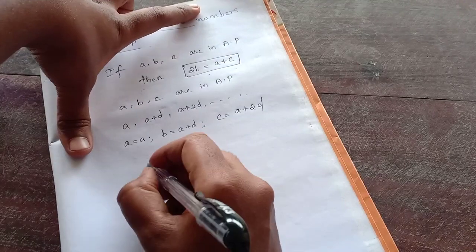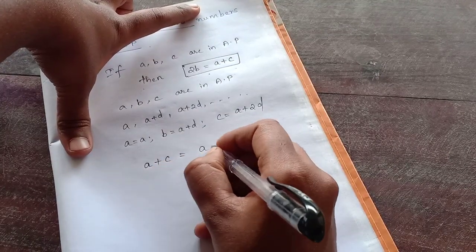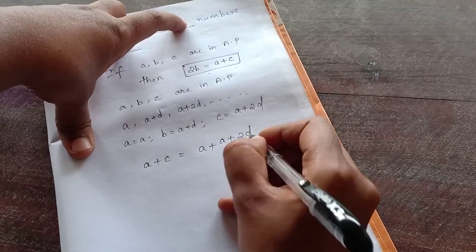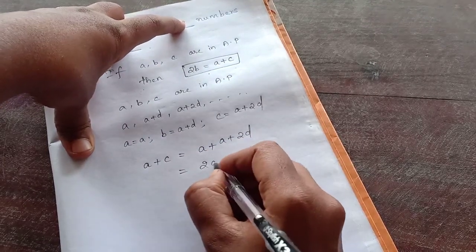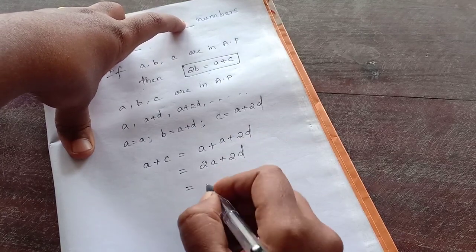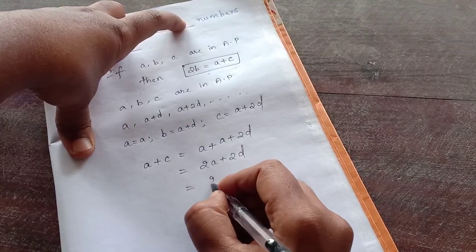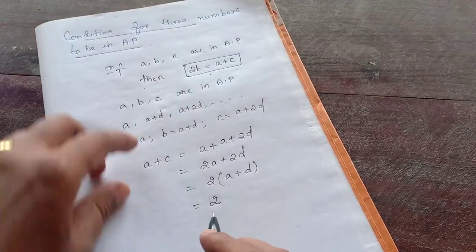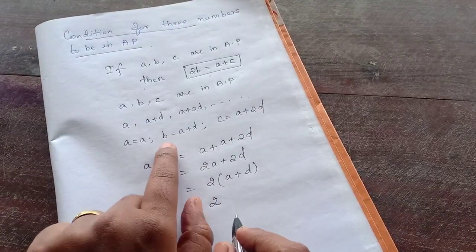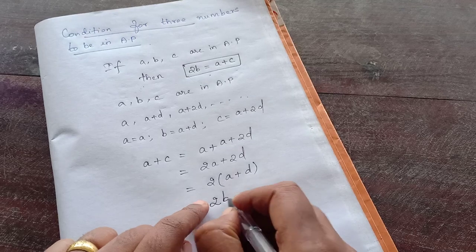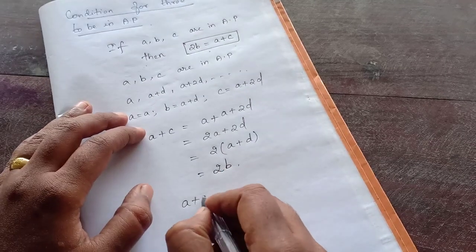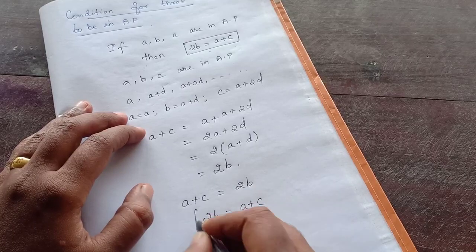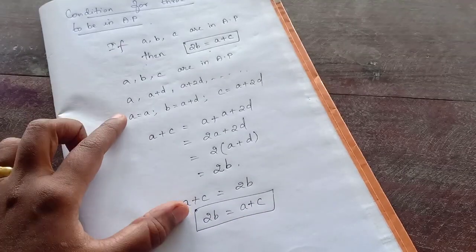Now just add this A and C. So A plus, the A value is A only, the C value is A plus 2D. So A plus A, 2A plus 2D. Now taking the 2 as common, 2 into A plus D, which is equal to 2 into B, because A plus D means B. So let's substitute B. So we got the condition A plus C is equal to 2B, that is 2B is equal to A plus C. So the derivation, no need to learn.